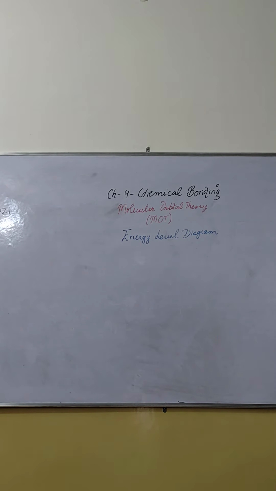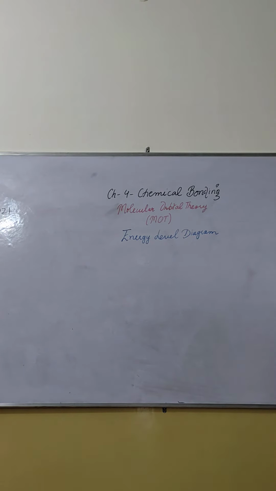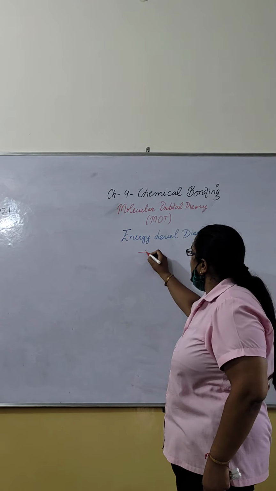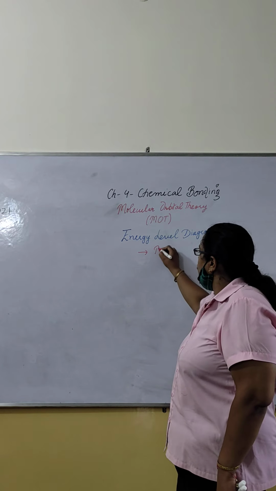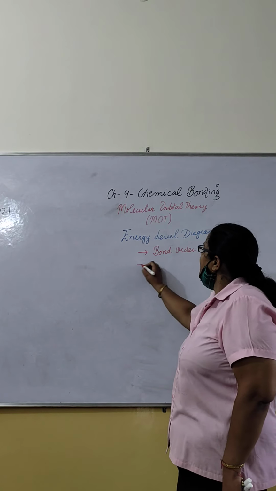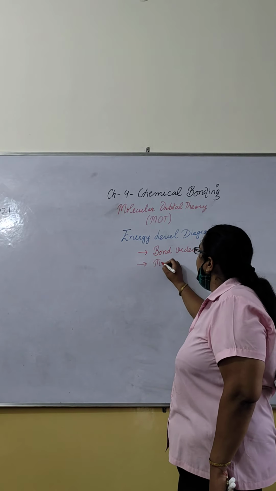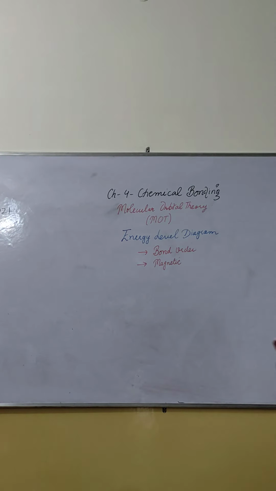Earlier we were discussing the concept and introduction of MOT. Draw it with me. It will show how we represent and how we do the filling of electrons. In MOT, first you need to draw the energy level diagram. Second, you have to calculate the bond order. Third, you need to determine the magnetic properties, either paramagnetic or diamagnetic.